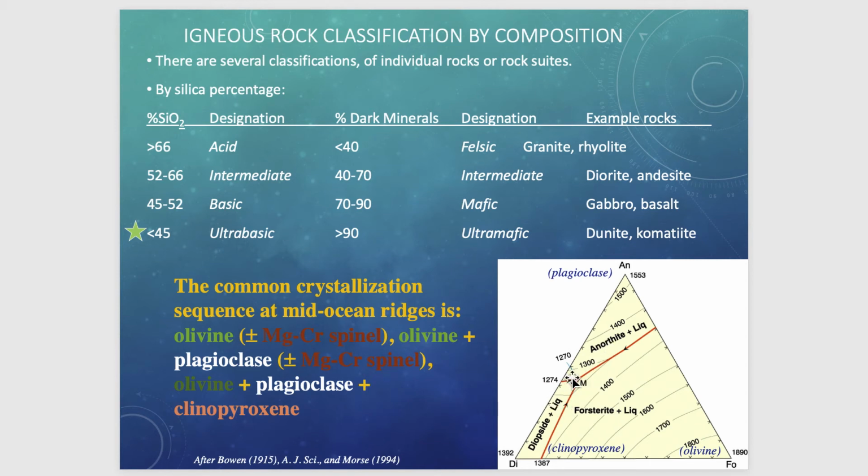And so we enter a field in which we are basically crystallizing everything that usually composes a peridotite or an ultramafic rock. Remember this subdivision we mentioned based on the silica content. So all these rocks will have very little silica, less than 45% silicon oxide. So these are ultrabasic rocks, and these usually lead to the formation of dunites and komatiites if they are effusive rocks.